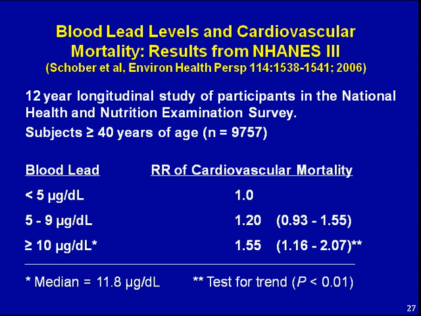Using those with a blood lead less than 5 micrograms per deciliter as the reference group, you can see that there was a 20% increase in cardiovascular mortality going to a blood lead concentration of 5 to 9. And when you got to the group that had a blood lead concentration greater than 10, there was more than a 50% increase in cardiovascular mortality, the relative risk being significant at 1.55, with a highly significant test for trend.